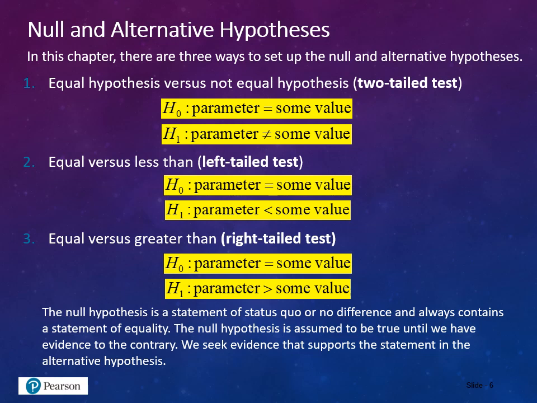Again, the null hypothesis is a statement of status quo or no difference and always contains a statement of equality. Adult Americans' average income equals $65,000. That's the statement of equality. The null hypothesis is assumed to be true until we have evidence to the contrary. So we're assuming that the average income is $65,000 until we can conduct an experiment, a survey, etc., to collect data to disprove it. Okay? And so what we're doing is we're seeking evidence that supports the alternative hypothesis.